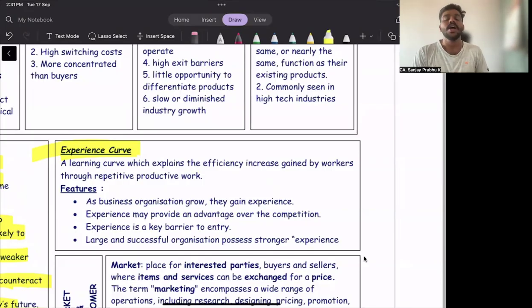Because of experience curve. Ambani is not having the benefit of experience curve. What do you mean by experience curve? See, when you are doing certain work repetitively, your efficiency increases, the time decreases, cost decreases.